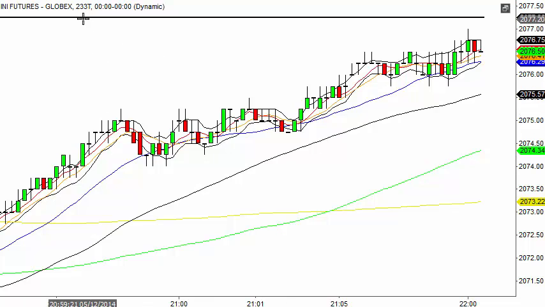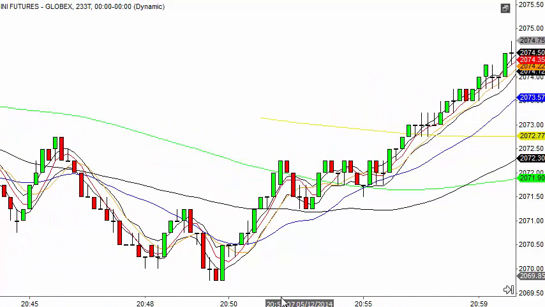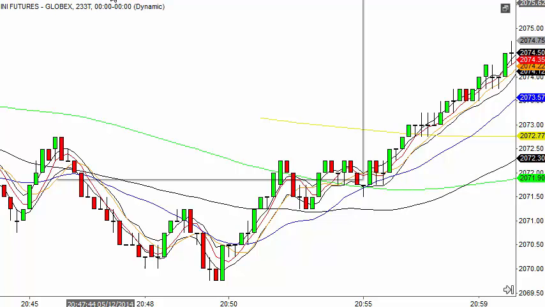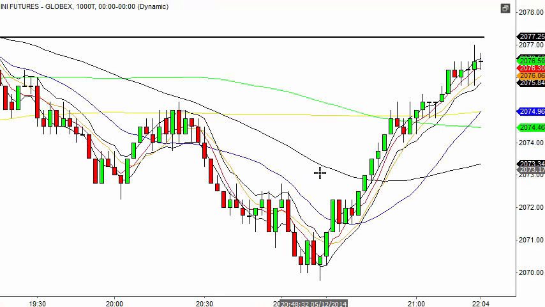So obviously a 233 tick chart is going to produce a huge amount of candles. Is that much use to us? Look, between 8:50 and 8:55 p.m., look how many candles we've got. If you're a scalper or a very short-term trader, that may be of use to you, but you may want to come out further. So if I go out to something like a 1,000 tick chart, it'll be a little bit slower again, and so on and so forth.